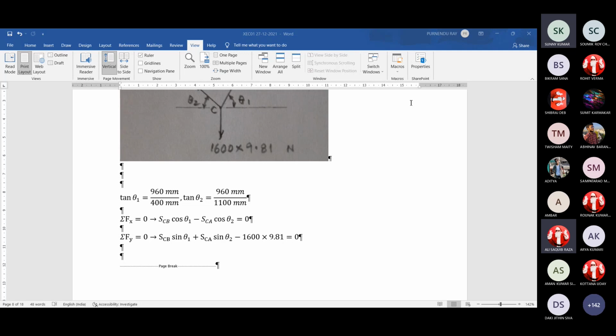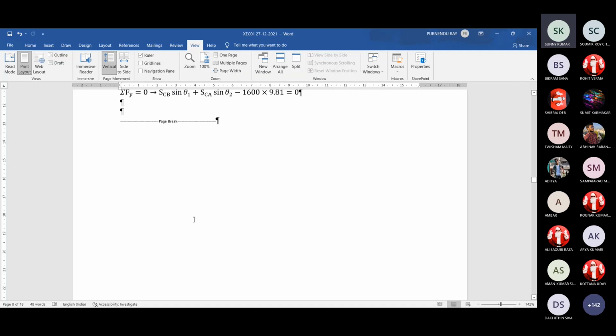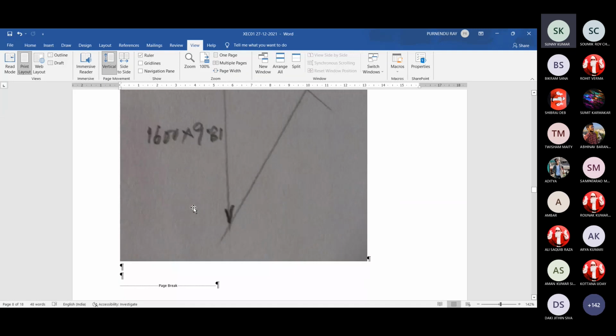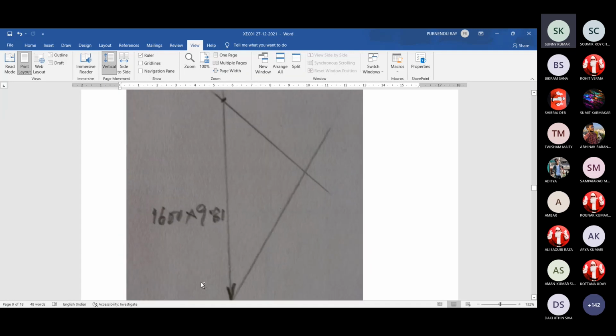Okay. Now let us come back to our topic. Is the screen share back on your machine? Yes, sir.